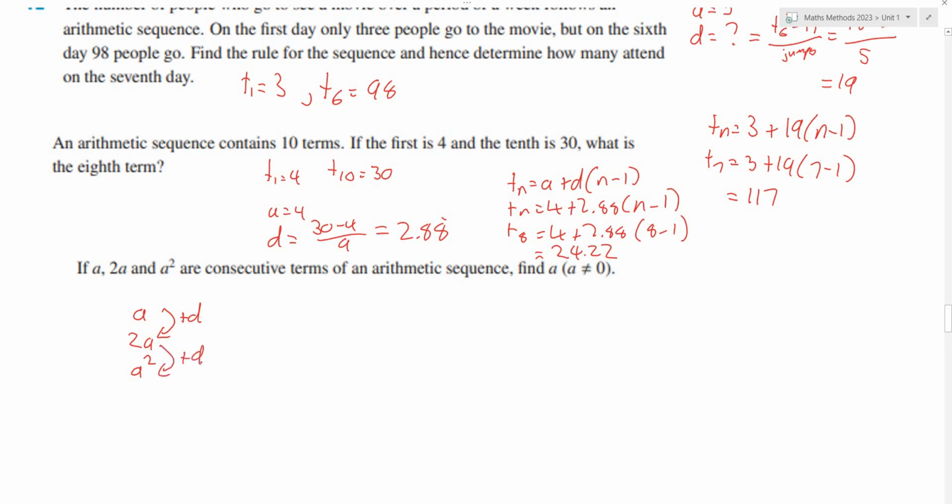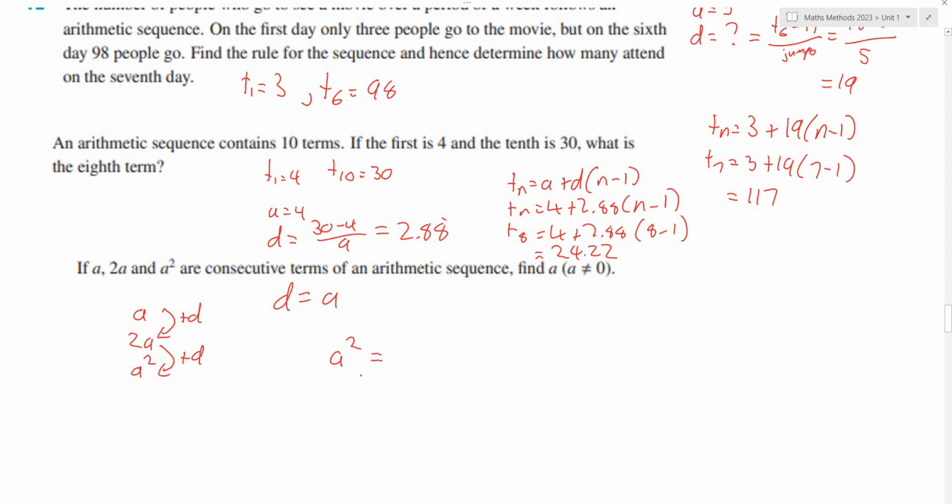And then I added my common difference there again. So I can, from that, make the statement that my common difference is A. Is that it? No, it asks to find the value of A. So I also know that A squared is the same thing as what?